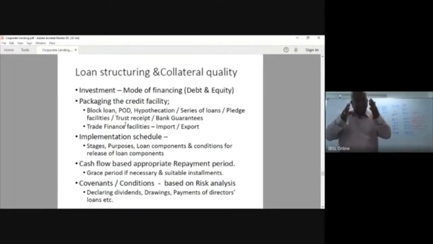In that case, if a company wants to import raw material, manufacture things, and sell locally as well as abroad, marketing abroad, then of course we have to provide trade finance facility for import as well as export. So more facilities will come in here. I have raised it, right. We may discuss that later. But you must understand the meaning of loan structuring.